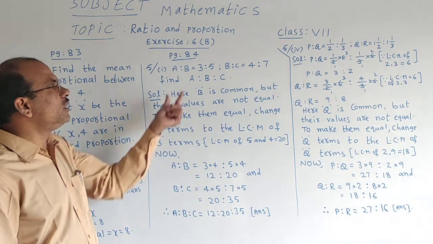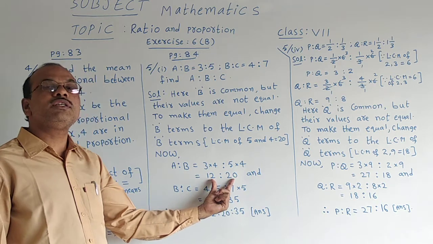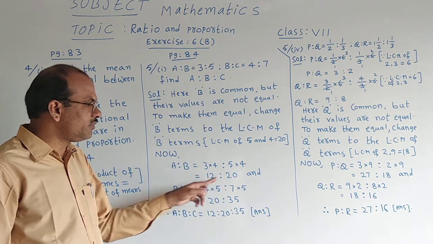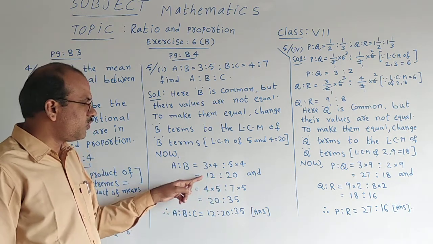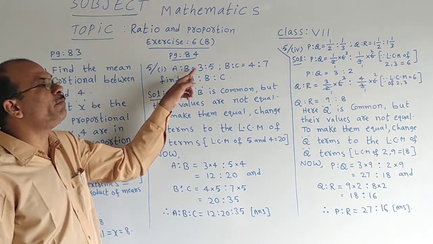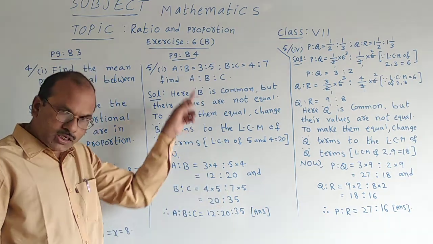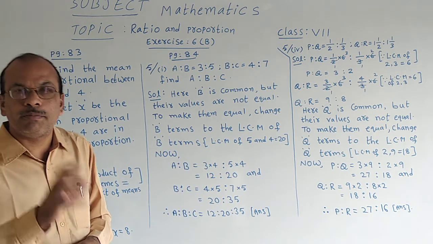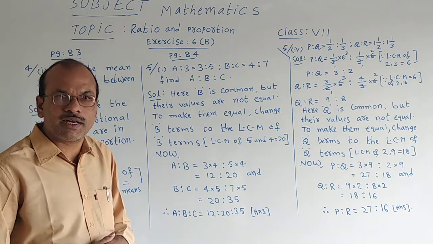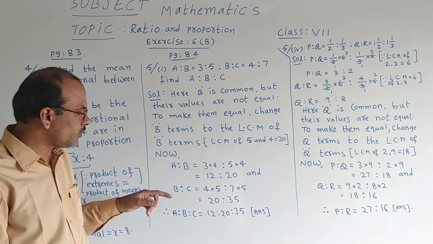A is to B, actually 3 is to 5. Now A is to B is to be changed as 12 is to 20. Suppose if I cancel with the fourth table, 4 threes are 12, 4 fives are 20, 3 is to 5, again I will get back. But I want to see 20 in the place of B, because we want to equalize the B terms in both the cases. Then only we can get the final answer.